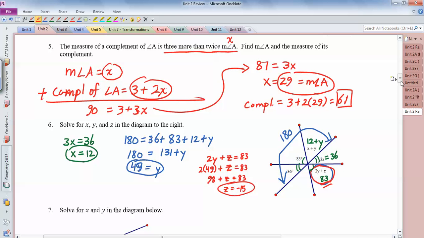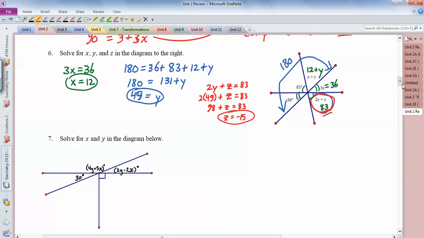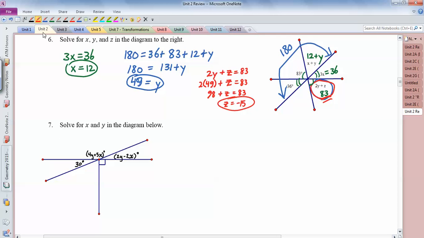Okay. The next one, 7. It says solve for x and y, and you'll notice there are two terms. They both have x's and y's in them. So that makes me think you're going to have to solve a system of equations, using elimination or combination, like that one homework problem we did. One of the things I see right off the bat, this is 30. It's vertical angles, 30, because vertical angles are congruent. So 2y.